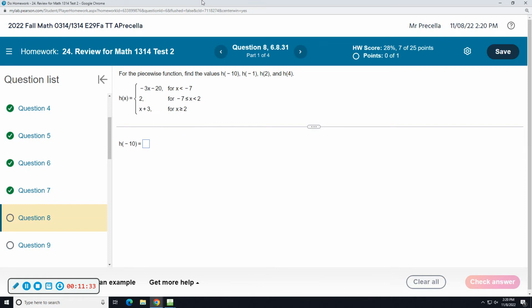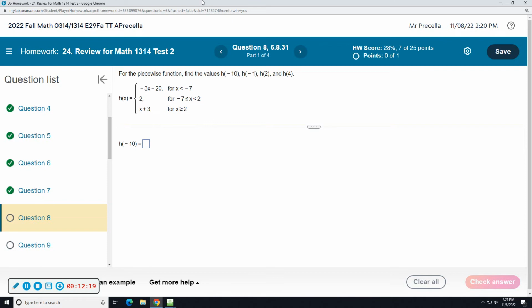We'll use the piece negative 3x minus 20 if x is less than negative 7. We'll use the y value 2 if our x value is between negative 7 and positive 2, including negative 7 but not including 2. And the last piece is x plus 3. We'll use that if the x value is greater than or equal to 2.